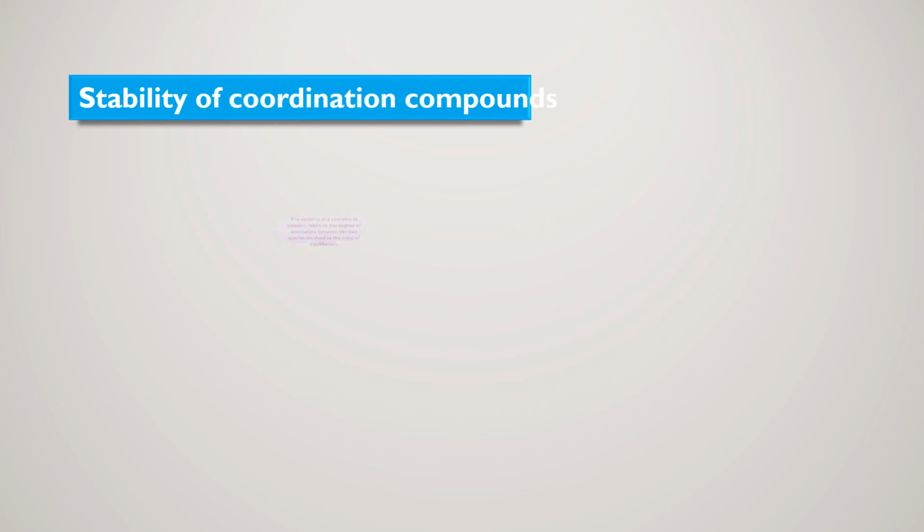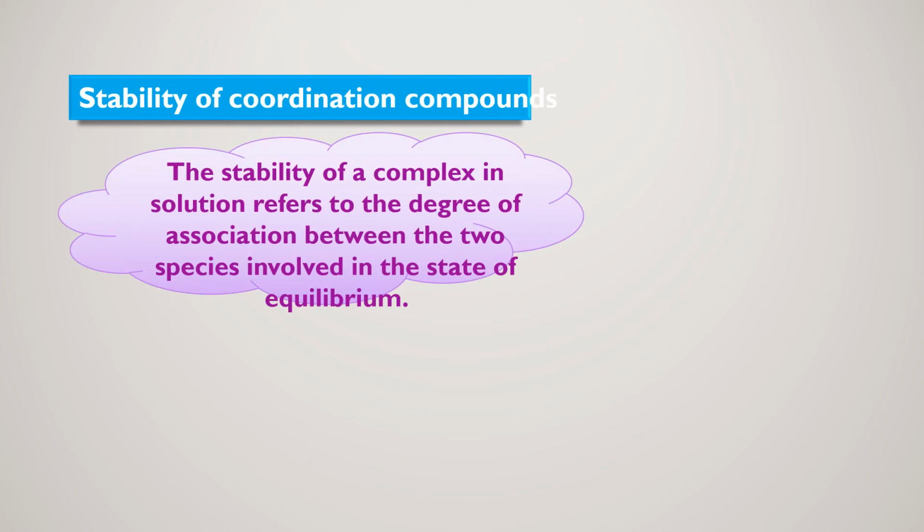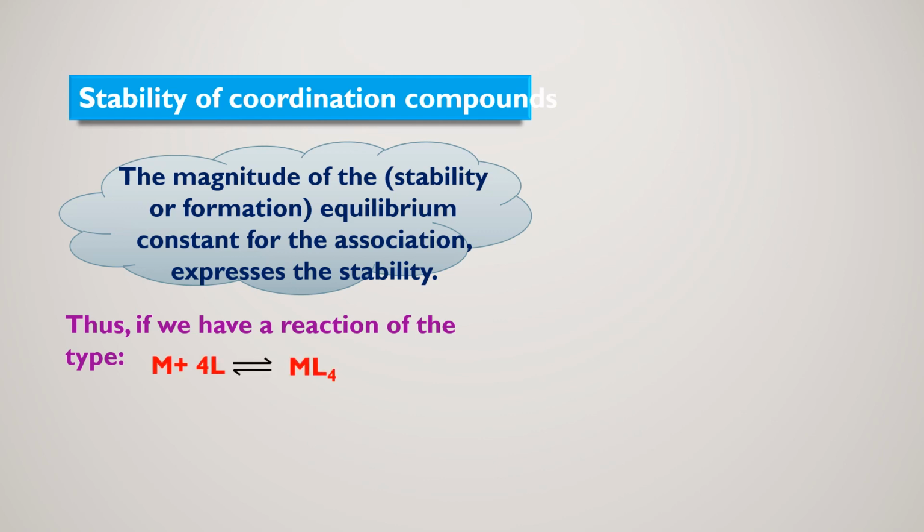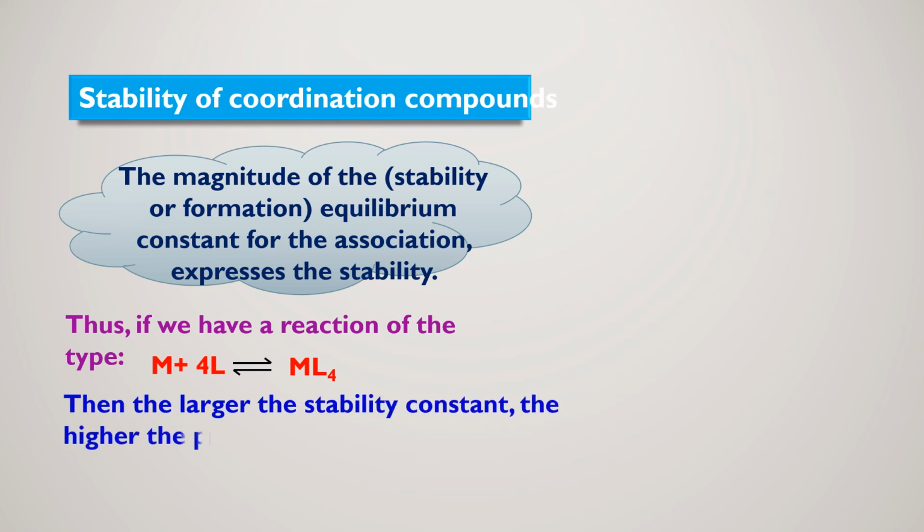The stability of coordination compounds. The stability of a complex in a solution refers to the degree of association between the two species involved in the state of equilibrium. The magnitude of the equilibrium constant for the association expresses the stability. Thus, if we have a reaction of the type where a metal combines with 4 ligands, meaning the ligand donates 4 pairs of electrons to the metal and forms an octahedral or tetrahedral or square planar complex, then the larger the stability constant, the higher the proportion of metal-ligand bond that exists in a solution.